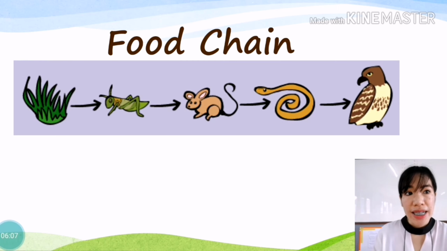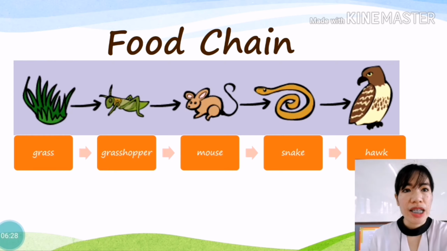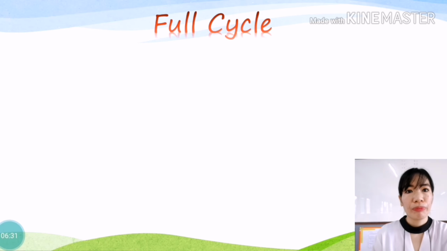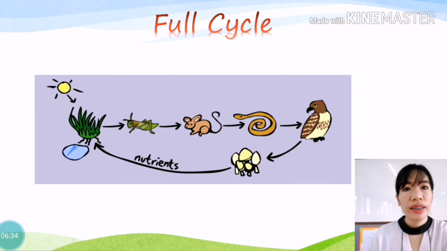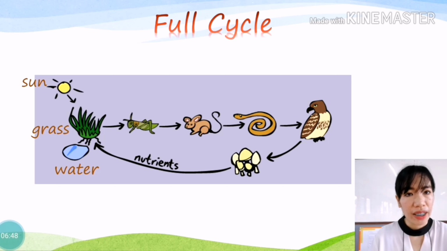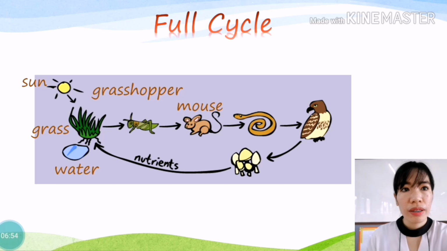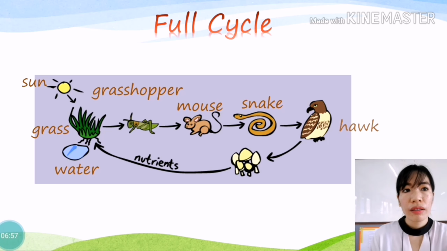We have here the grass as the producer, and the grasshopper, mouse, snake, and the hawk as the consumers. Did you get it? Now we have another full cycle. The grass is the producer. We have the sun and the water, so we have the photosynthesis. That's how the grass gets its food, from the sunlight, the water, and the carbon dioxide. Then we have the consumers: the grasshopper, the mouse, snake, and the hawk.